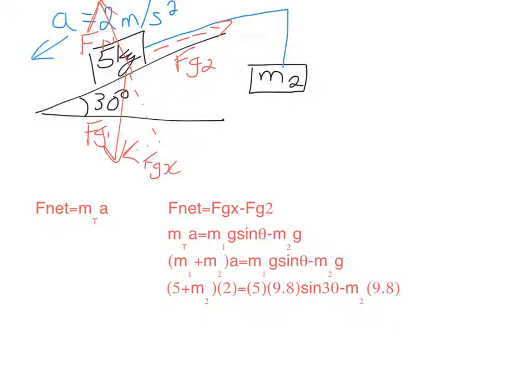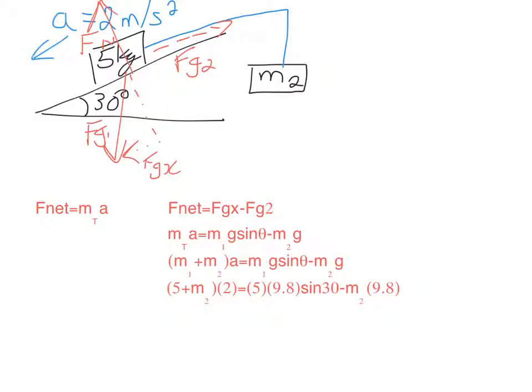Mass 1 is a value of 5. Mass 2, I don't know. Acceleration has a value of 2. Now, the only thing I have to be careful of is that 2 is going down the incline, and we said that that's positive. So that's a positive 2. If the acceleration was up the incline, I'd have to put in a negative 2 there. So just be careful with that.